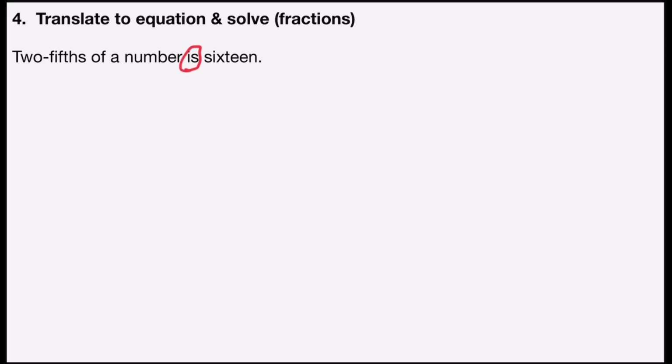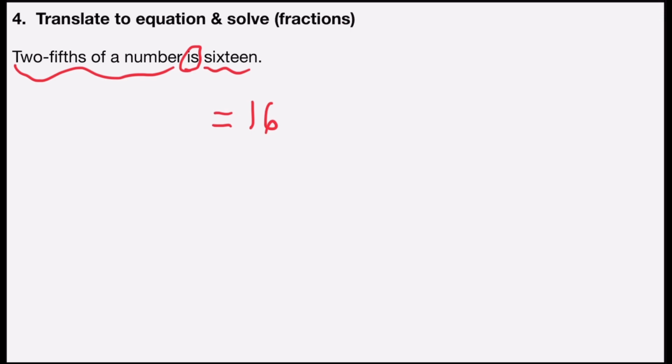Here's the word is. That's going to be my equal sign, and separate the left side expression from the right side expression. I see the right side expression is just the word 16, so that's just going to be the number 16. The left side expression says 2/5 of a number. So there's no than, there's no from, so what I see is what I get. That's the order that is written in words will be the order in symbols.